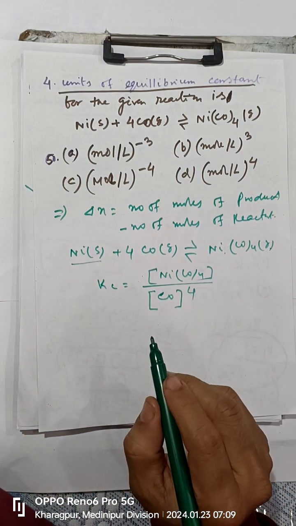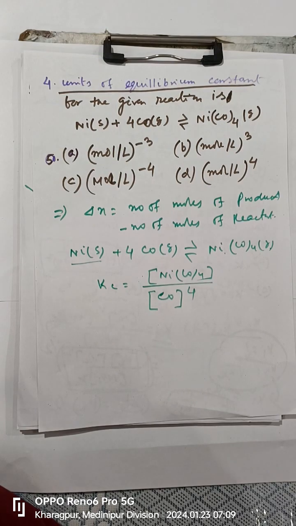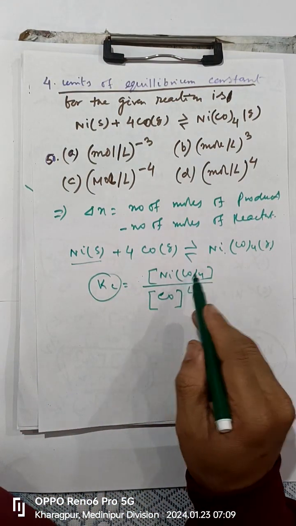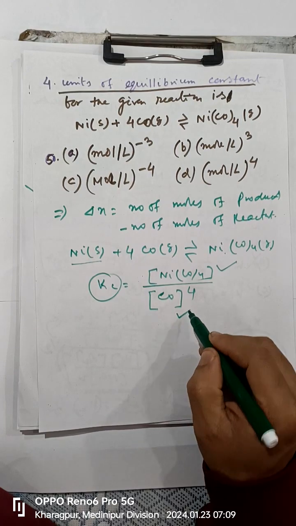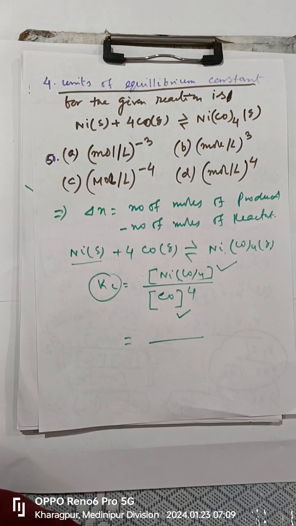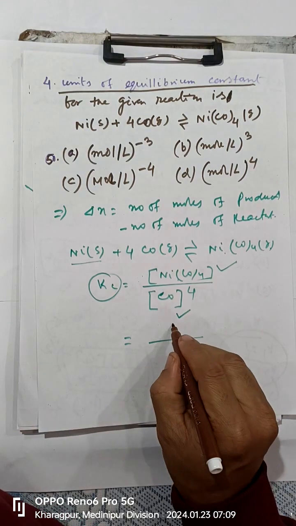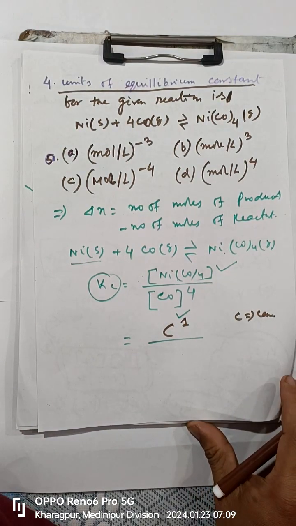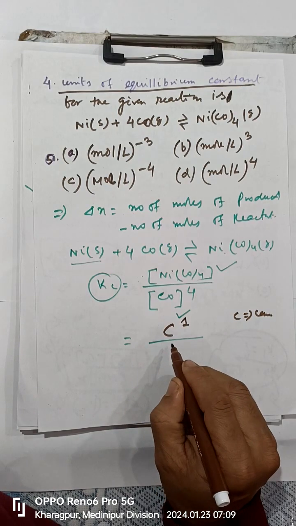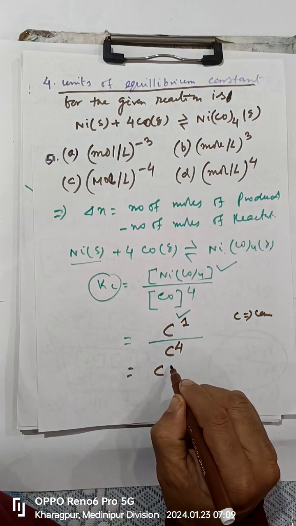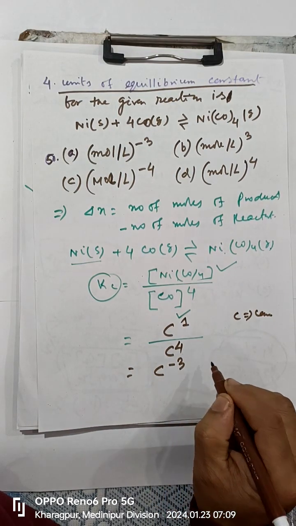So if you want to find out the unit of the equilibrium constant in this case, then this is very simple. This is also concentration, this is also concentration, so in the numerator the concentration power is equal to 1. So I am writing here C to the power 1, where C is concentration, and in the denominator, concentration to the power 4. So ultimately it will become C to the power minus 3.